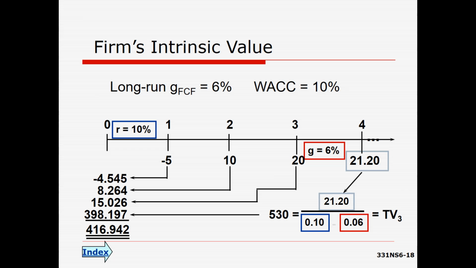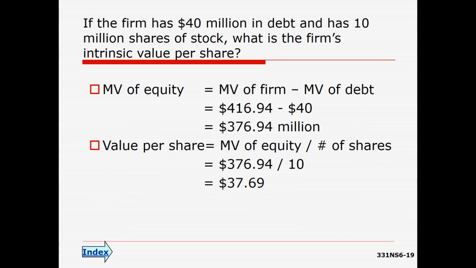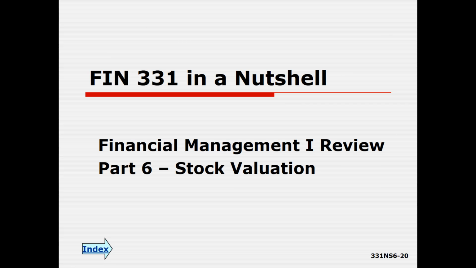With free cash flow, non-constant growth is frequently not a constant percentage, but rather estimates of free cash flow dollars. Other than being presented with the dollars, the technique is the same as with a non-constant growth stock. Here we find the value of the firm is $416.942 million. The firm has $40 million in debt and preferred and 10 million shares. Value of common equity, $416.942 minus 40, $376.94. Divide by 10 million shares, share value $37.69. This ends Part 6 of our nutshell.